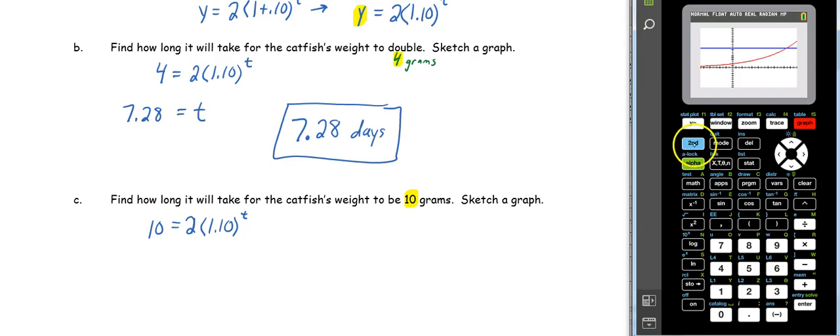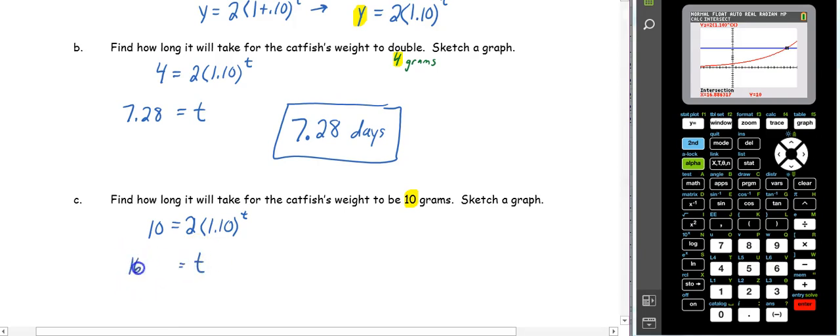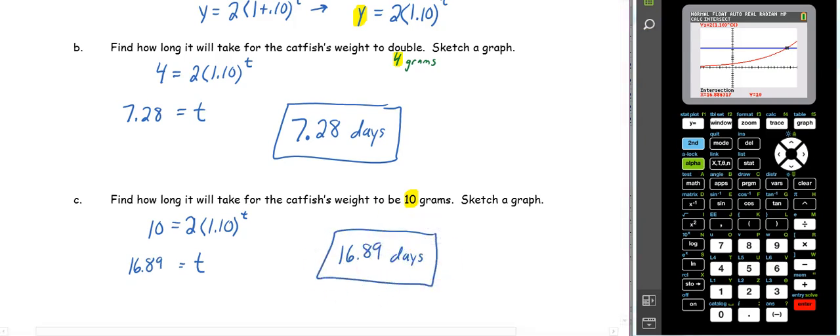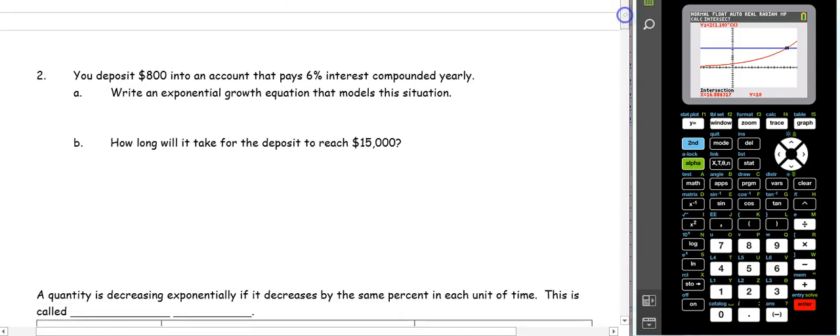So to find that intersection, I'm going to hit second trace 5, enter, enter, enter. So when I look at x equals, I see 16.886, so that 6 is going to round us up. So t is equal to 16.89, which is 16.89 days. Make sure that you are labeling your answer at the end of the problem.